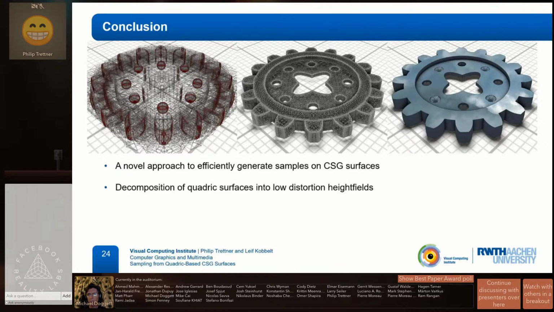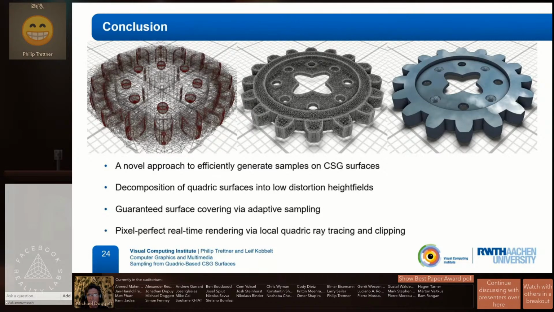So in conclusion, we present a novel approach to efficiently generate samples directly on CSG surfaces. We do that by decomposing each quadric surface into a set of low distortion height fields, which is then the starting point for an adaptive sampling scheme that guarantees a strong surface covering, which can then be rendered using local quadric ray tracing and clipping. And the result is a pixel-perfect, hole-free, real-time rendering of the CSG surface. Thank you for your attention.